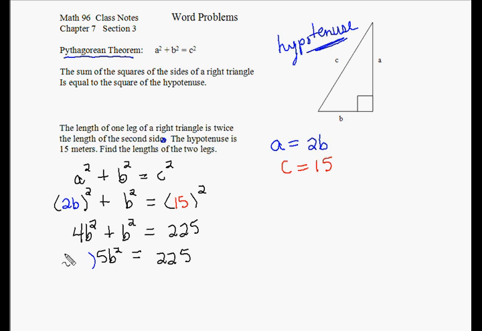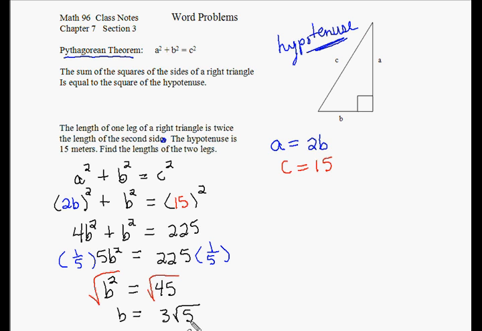Solving for b, we can multiply both sides of the equation by 1/5 or divide by 5. And we have b squared is equal to 45. So we want to solve for b now that we've had the whole chapter 7 with the quadratic formula and everything else, we can use the square root property and take the square root of both sides. So our answer looks like b equals 3 square roots of 5.